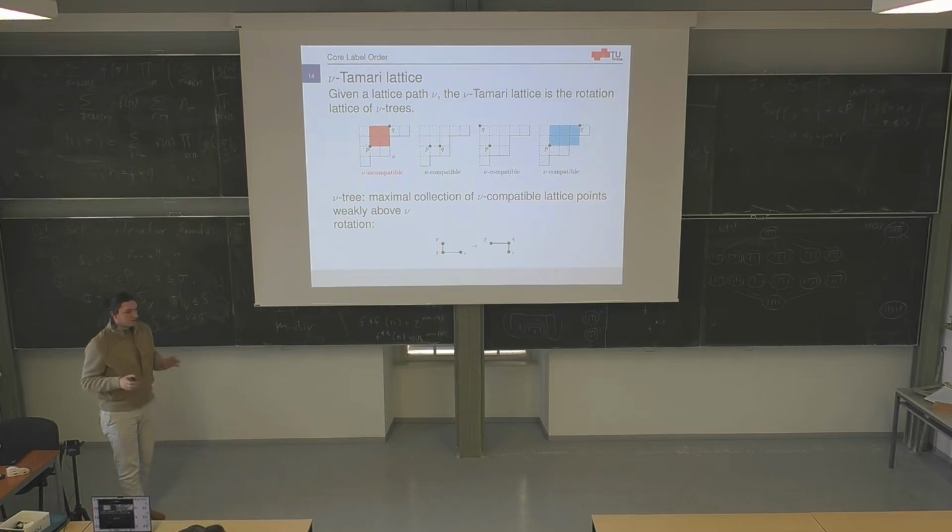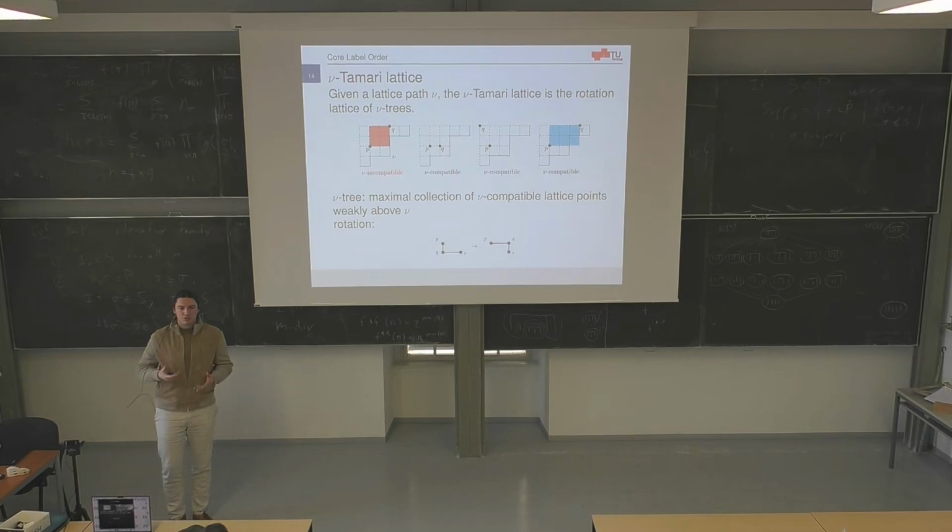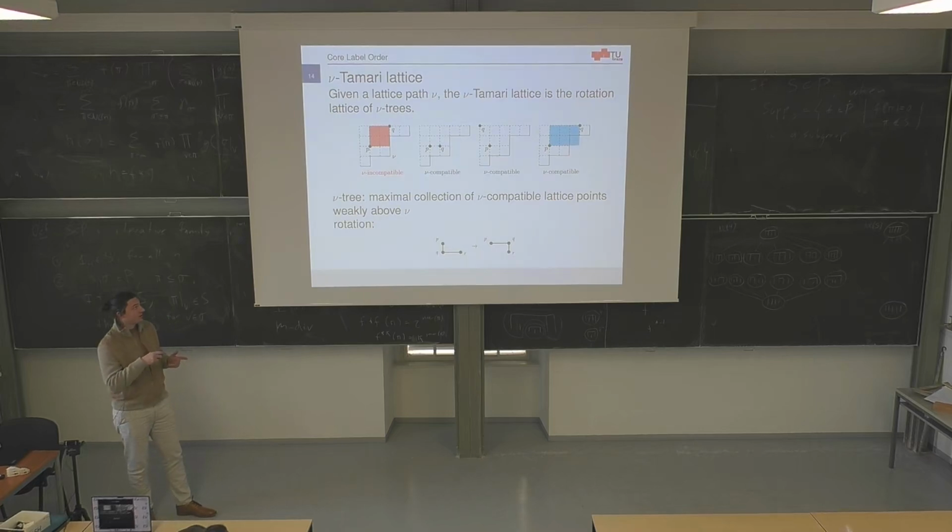So what are ν-Tamari lattices? A ν-Tamari lattice is the rotation lattice of ν-trees, where these ν-trees are constructed by embedding a binary tree in the Ferrers diagram. Formally, I say two nodes in the Ferrers diagram are ν-incompatible if one is northeast or southwest of the other one, and I'm taking a maximal collection of ν-compatible lattice points weakly above my ν.